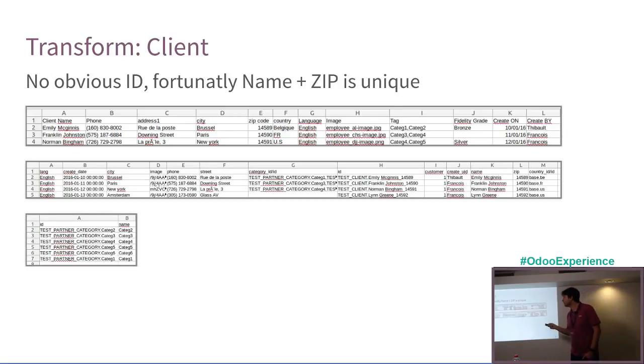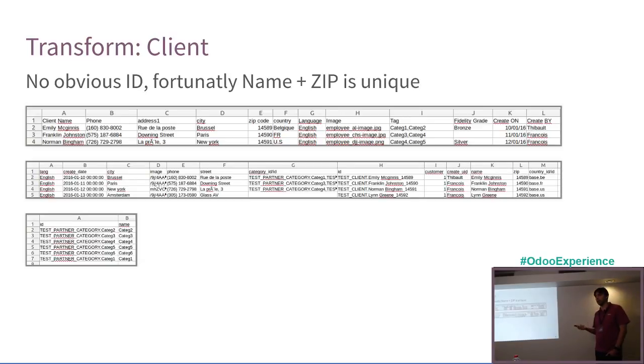The order in the file doesn't matter, my framework doesn't care about the order. So I have the name first. The ID is in the middle here. You can see test client, and this is the prefix, and then the name plus the zip. For the create UID, I use the name of the user, because I knew that there were only 2 users, and I can use their login actually to make the link. So no need to use XML external ID all the time.